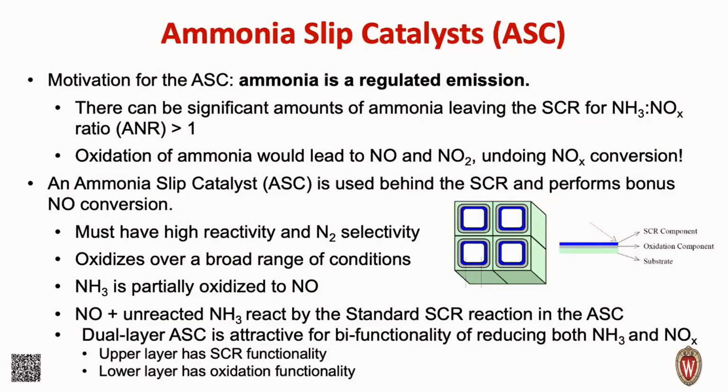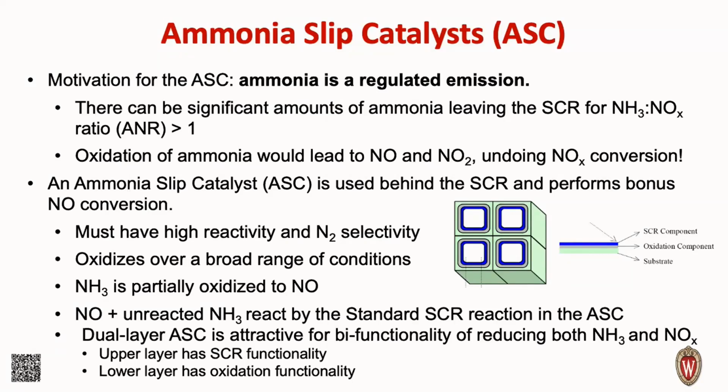Okay, so I've previewed it several times, the ammonia slip catalyst. Again, its motivation is because ammonia is a regulated emission, and we can have significant amount of ammonia leaving the SCR if we overdose with a high ammonia to NOx ratio. Again, just straight up oxidizing the ammonia would lead to NO and NO2, which would undo the NOx conversion. So what we do is we make a dual layer ammonia slip catalyst behind the SCR, which performs some bonus NOx conversion.